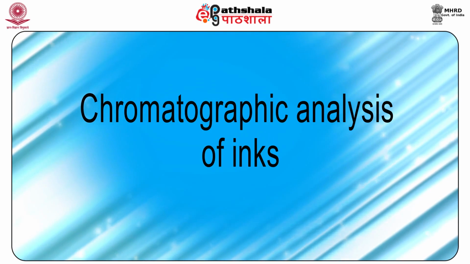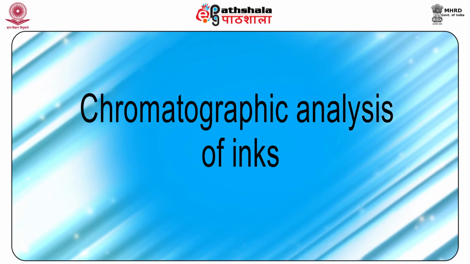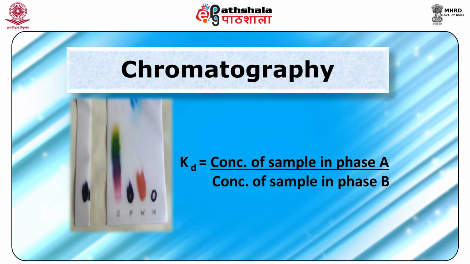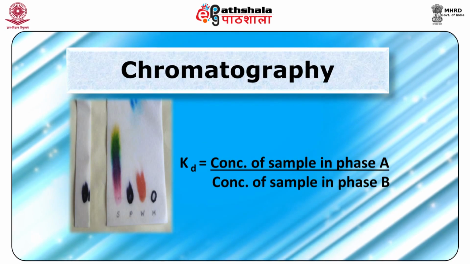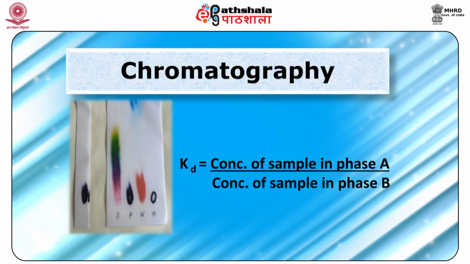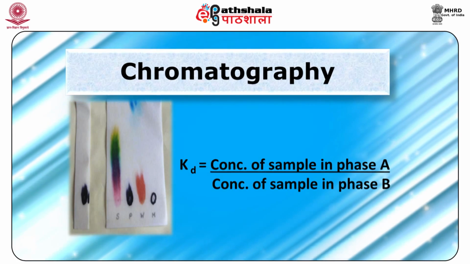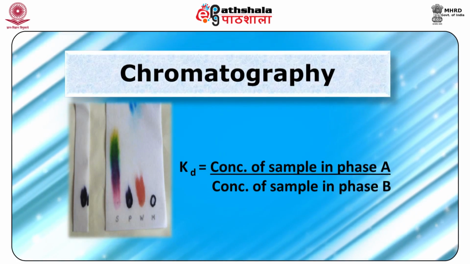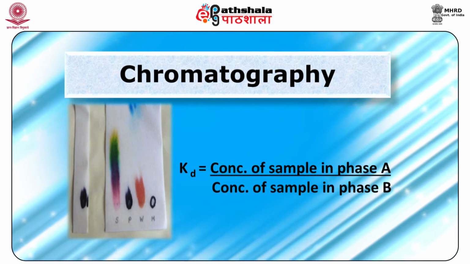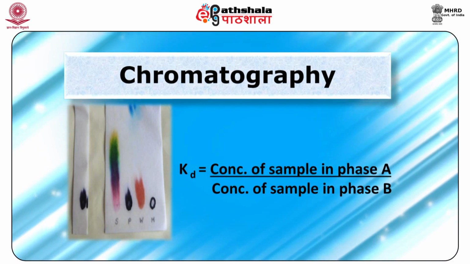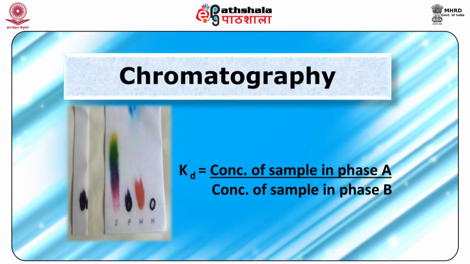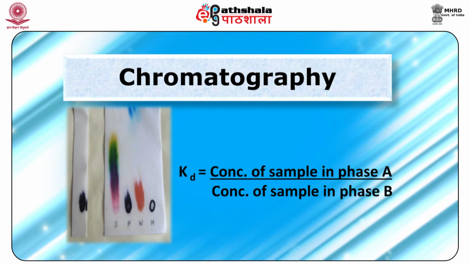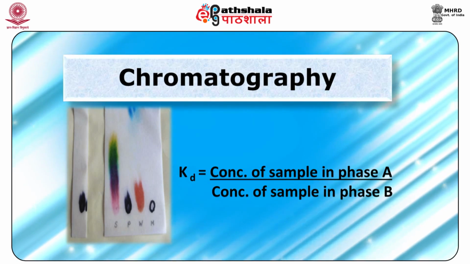Next would be chromatographic analysis of inks. The principle of chromatography is that it is based on the fact that a sample distributes or partitions itself to different extents in two different immiscible phases, which is described by the partition or distribution coefficient. Now, the partition coefficient is the concentration of sample in phase A divided by the concentration of sample in phase B.